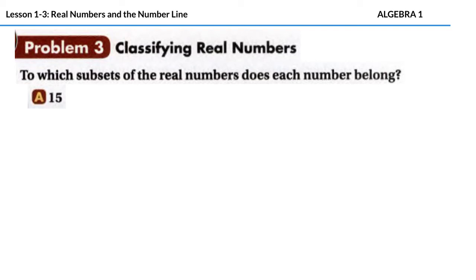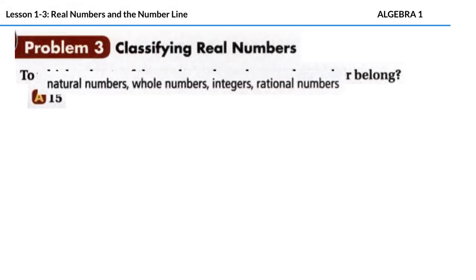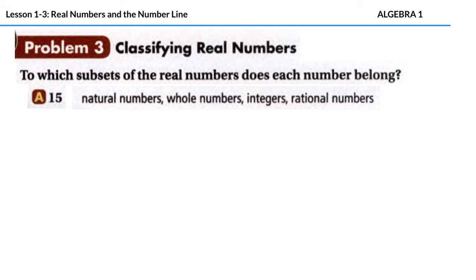So to which subset of the real numbers does each number belong? 15. Can you guess? Does it fall under natural numbers? Yes. Is it a whole number? Yes, because whole numbers are 0, 1, 2, 3 and so on. Is it an integer? Yes, because integers are all negatives, 0 and positives. So is it a rational number? Yes, because it can be represented in the form a over b, 15 over 1. So 15 falls under natural numbers, whole numbers, integers and rational numbers.